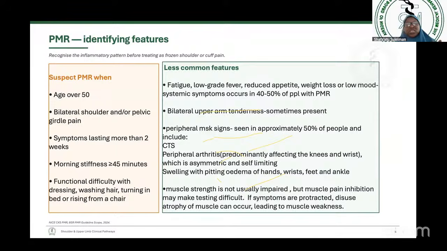Pain in both shoulders, sometimes with hip pain or pelvic girdle pain. Are they also having pitting edema in their extremities? That will further confirm your suspicion of polymyalgia rheumatica. Muscle strength is not usually impaired, but muscle pain inhibition may make testing difficult. So for this type of patient, it's not true weakness, it is more due to pain inhibition. If symptoms are protracted, disuse dystrophy of the muscle can occur, leading to muscle weakness.